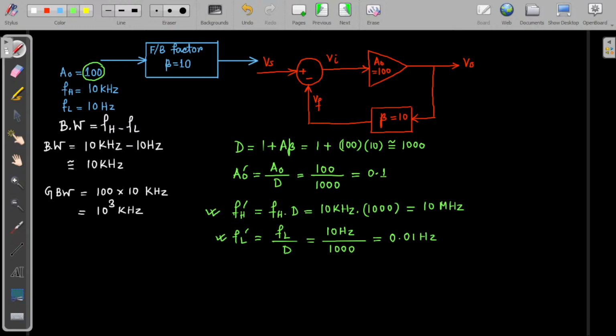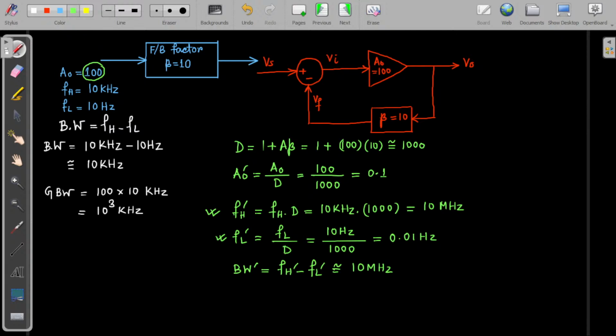So what will be the value of the new bandwidth after feedback? That will be equal to FH dash minus FL dash. So if you put the values of FL dash and FH dash, you will get that it will be about 10 megahertz.